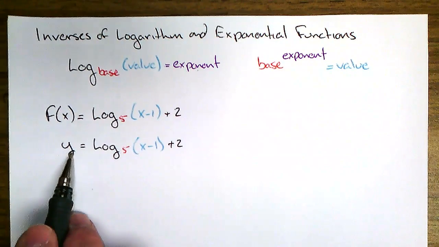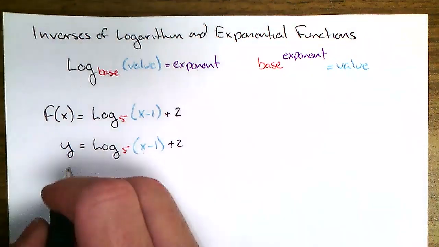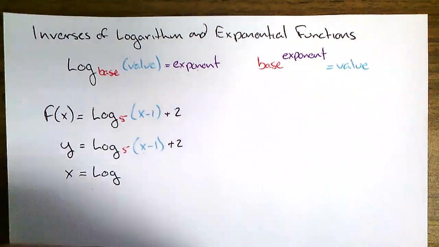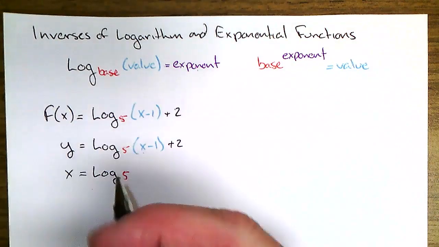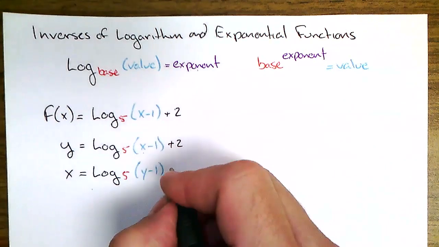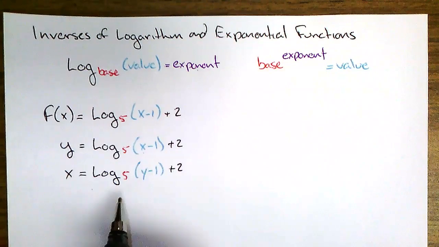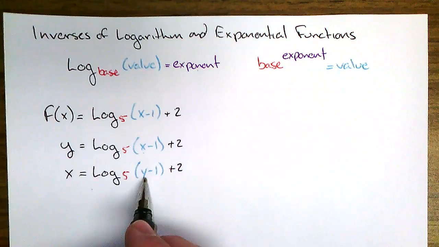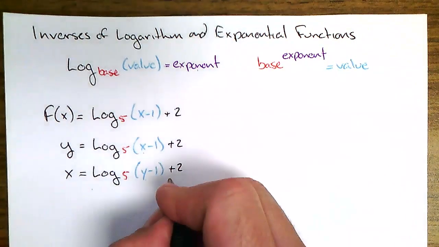I'm going to swap my y and my x values to start the process of finding the inverse. So I'm going to rewrite this as x equals log base 5 of y minus 1, plus 2. Now, in order to get rid of this log and solve for my y value, I need to get the log function by itself. I'm going to do that by subtracting 2 from both sides.